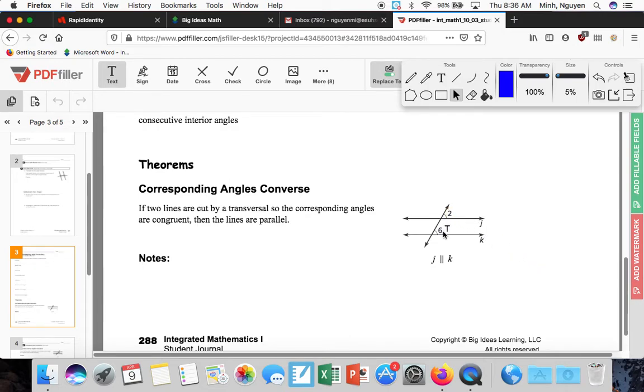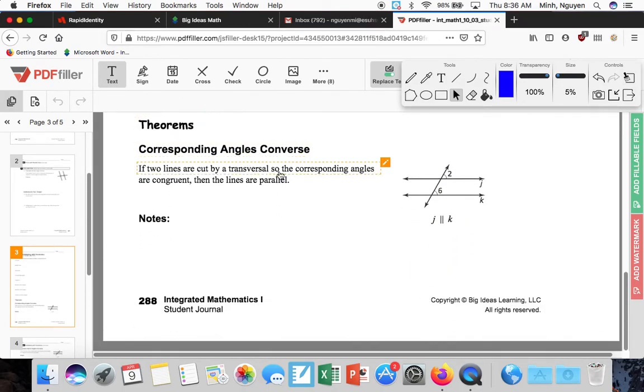Again, this is just one example of corresponding angles. It could be these two, the bottom right. It could be these two, the top left. And it could be the bottom left, those two. So that's corresponding angles converse.